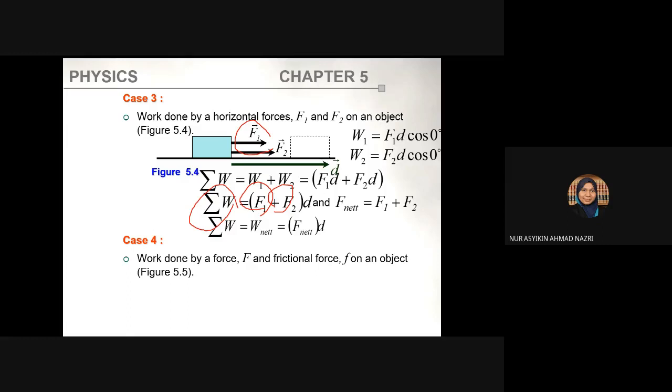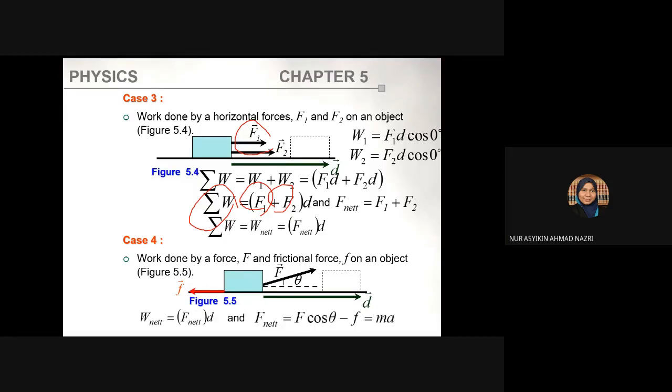Okay, so work done by a force F and frictional force on an object. For example, we have this kind of force. So again kita kena ambil dia F net. So F net dia adalah apa? So this is the F net. F net dia F cos theta minus frictional force equals M A.